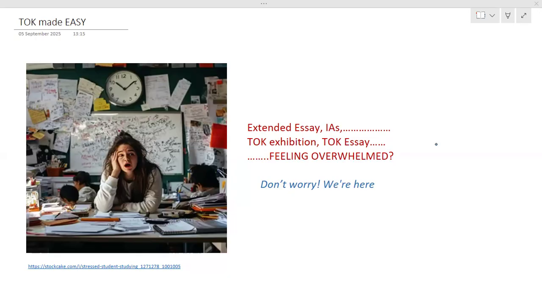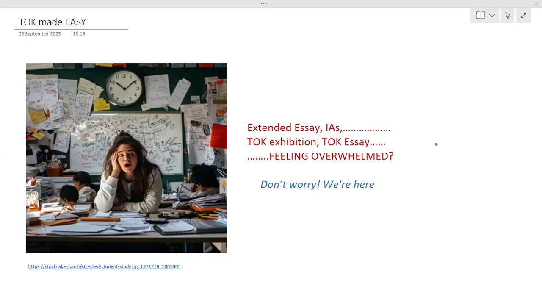We do understand that in the final 2 years of school, as an IBDP student, you have to go through a lot of challenges, such as extended essay, IAs, TOK Exhibition, TOK Essay. Moreover, you have to prepare for the external exams so that you can score well and get into good universities.